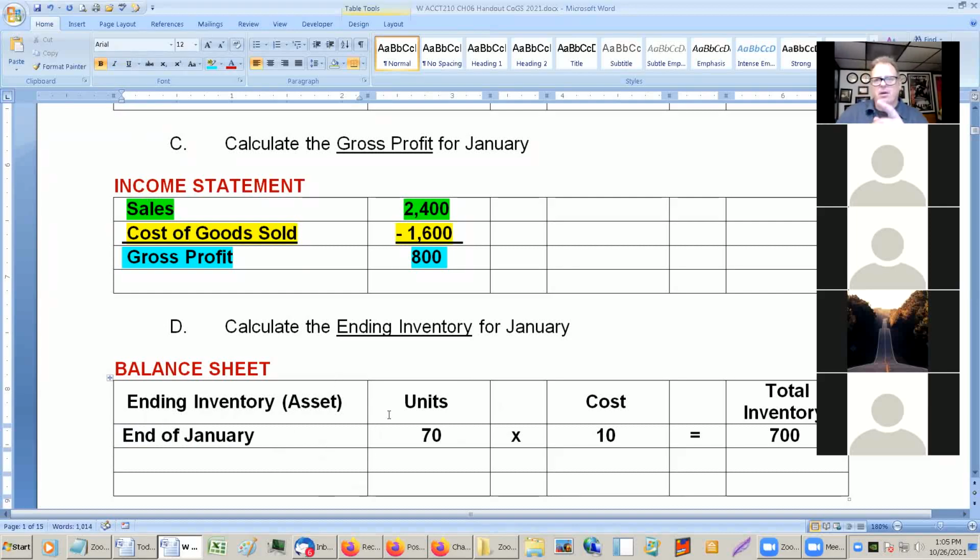By the way, I just want to point out something here. This ending inventory at the end of January, the 70 units, will be the beginning inventory in February, right? Because at the end of January, we still have 70 units that we didn't sell. February 1st, we open the doors up, we have 70 units available. Now we might purchase and sell some throughout the day, but this is going to be our beginning inventory for the following month. So the ending inventory of one month becomes the beginning of the following month, and so on and so forth.